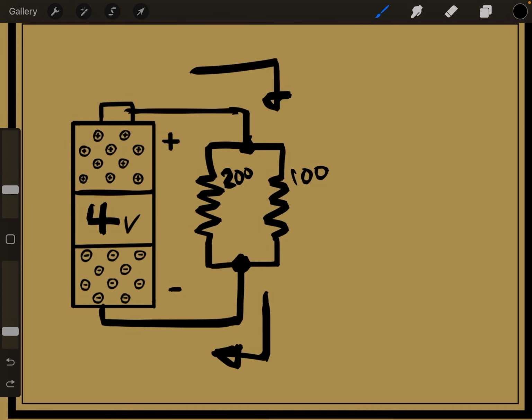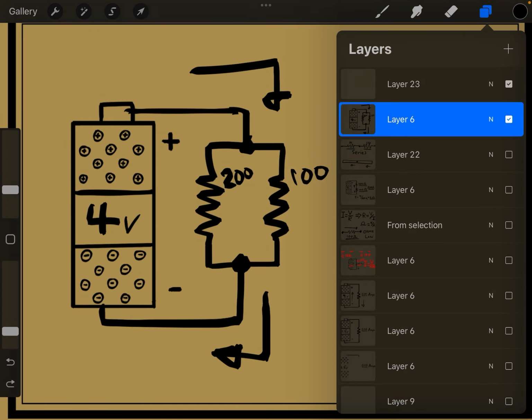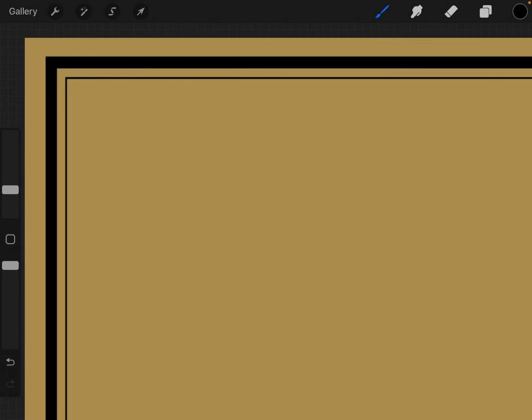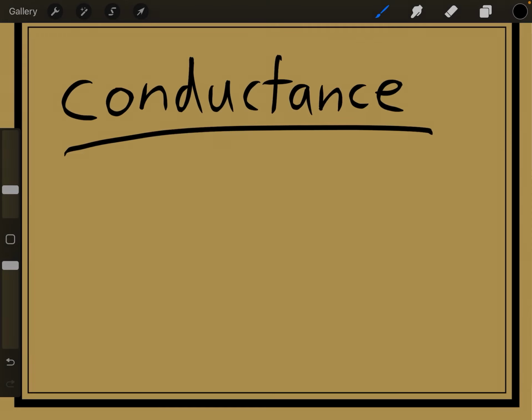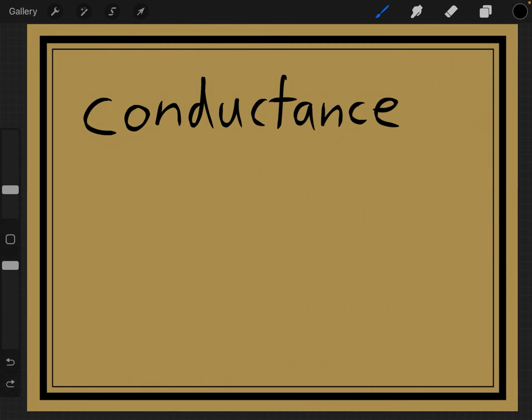And I want to teach you something that helps my intuition to figure out things like this. There's this value in science and electronics called conductance. And we don't use this value very much. We mostly work with resistance. But conductance is sort of the opposite of resistance.